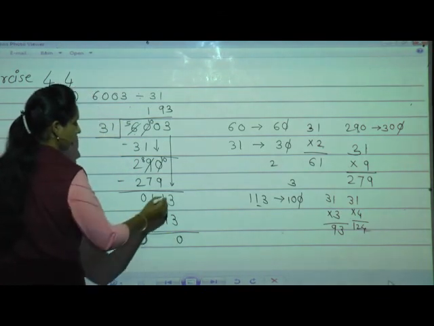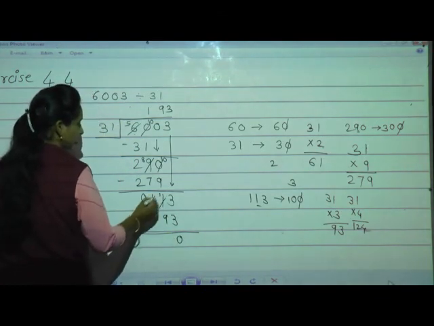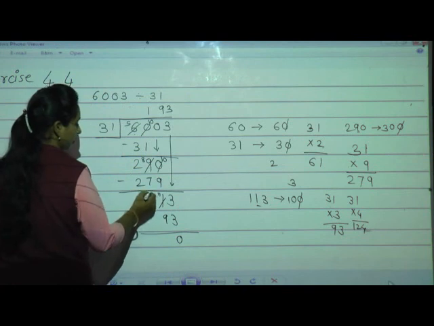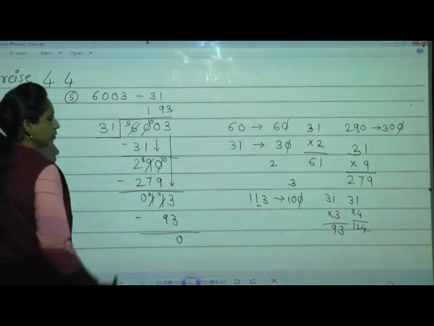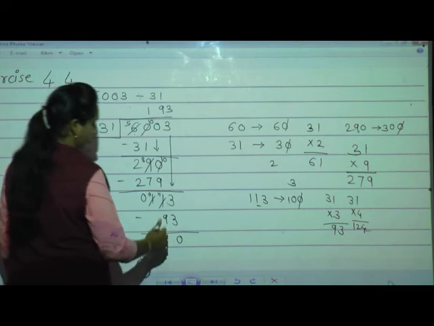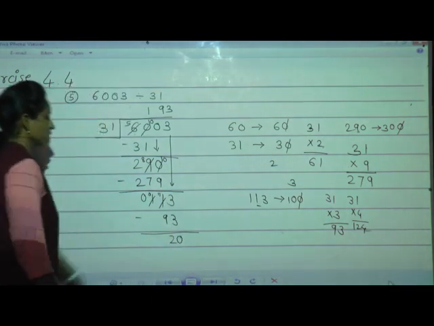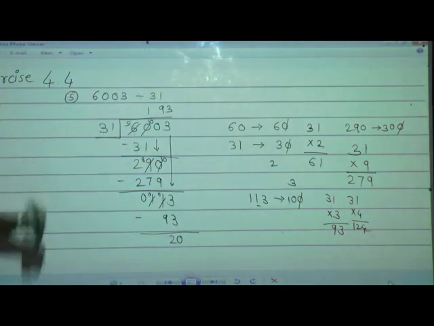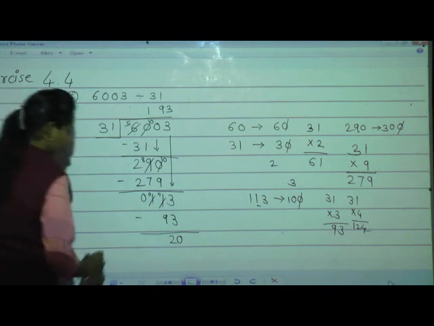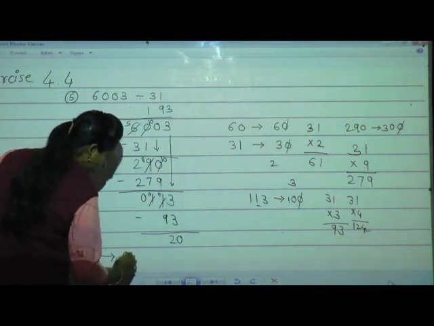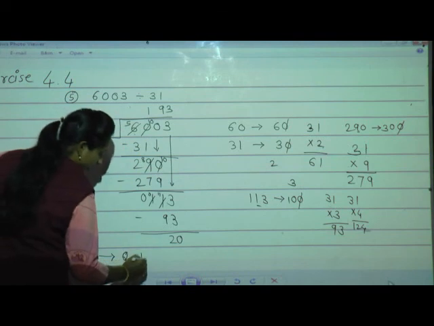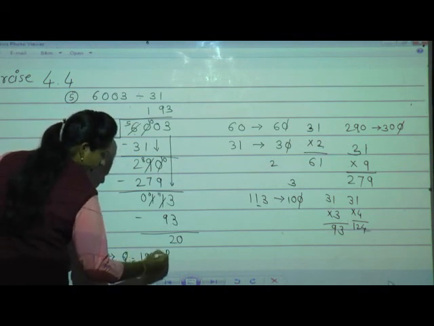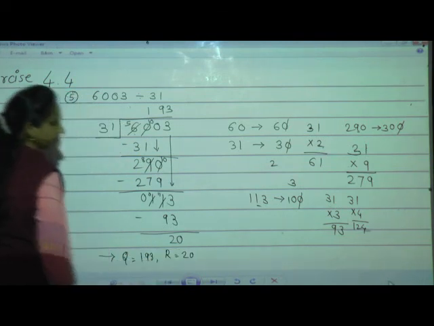1 minus 9 we can't. Cut the 1, write it as it is, take borrow from the neighbor. Neighbor is having 1, he will give 1, 0 will remain. Count 9 after 10, 11. How many will remain? 2. Now 20 and 31, 31 is greater. Now we can't do. Here our sum is finished. Now the quotient is 193 and the remainder is 20.